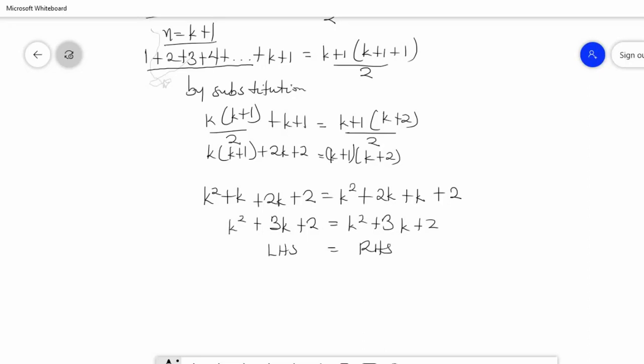So we've indeed proven by mathematical induction that the nth triangular number is given by n multiplying n plus 1, all divided by 2.